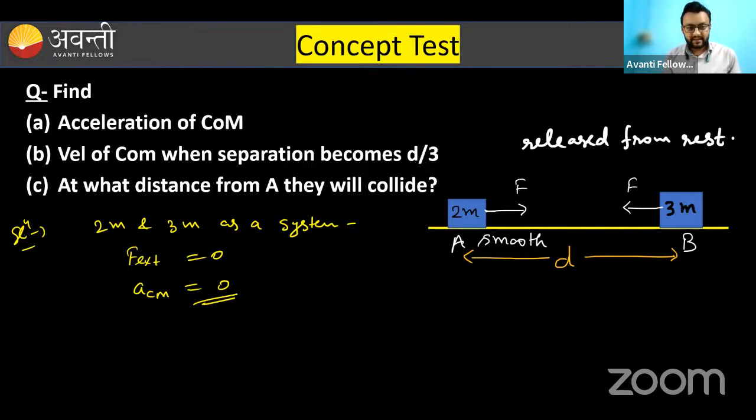Another question. Second part. What does it say? Second part says velocity of center of mass. Now, who is going to answer this question? Second part.